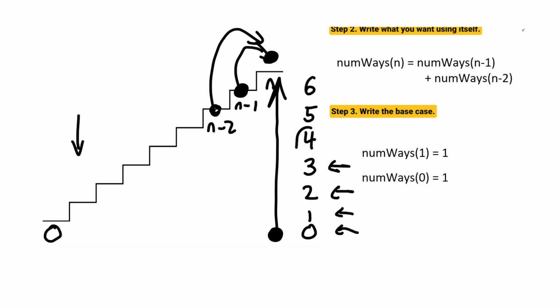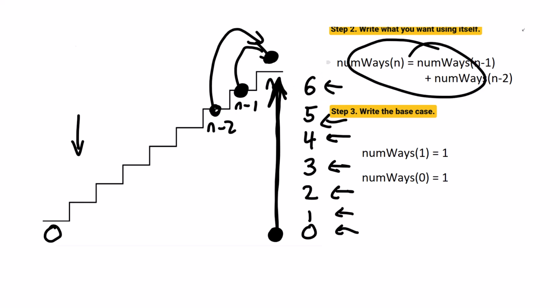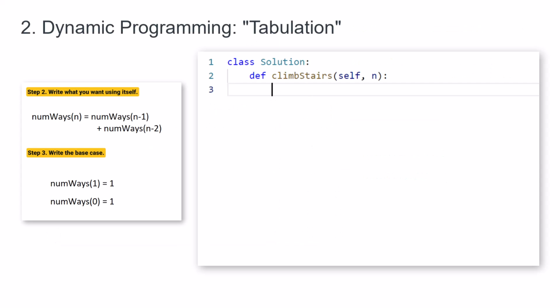And 4 and 5 and 6, and now we're done. So we're still using the recursion and the base case to compute everything. We just did it in a for loop, and that lets us easily avoid redoing the same computations multiple times. So let's just code this up.